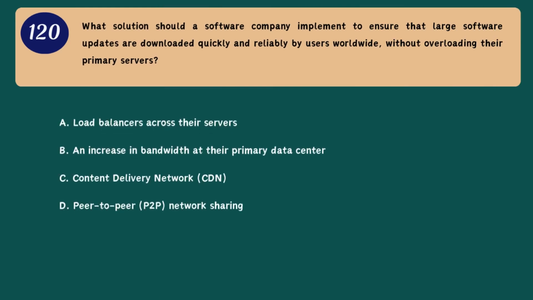Question 120. What solution should a software company implement to ensure that large software updates are downloaded quickly and reliably by users worldwide without overloading their primary servers? A. Load balancers across their servers. B. An increase in bandwidth at their primary data center. C. Content delivery network. D. Peer-to-peer, P2P, network sharing.